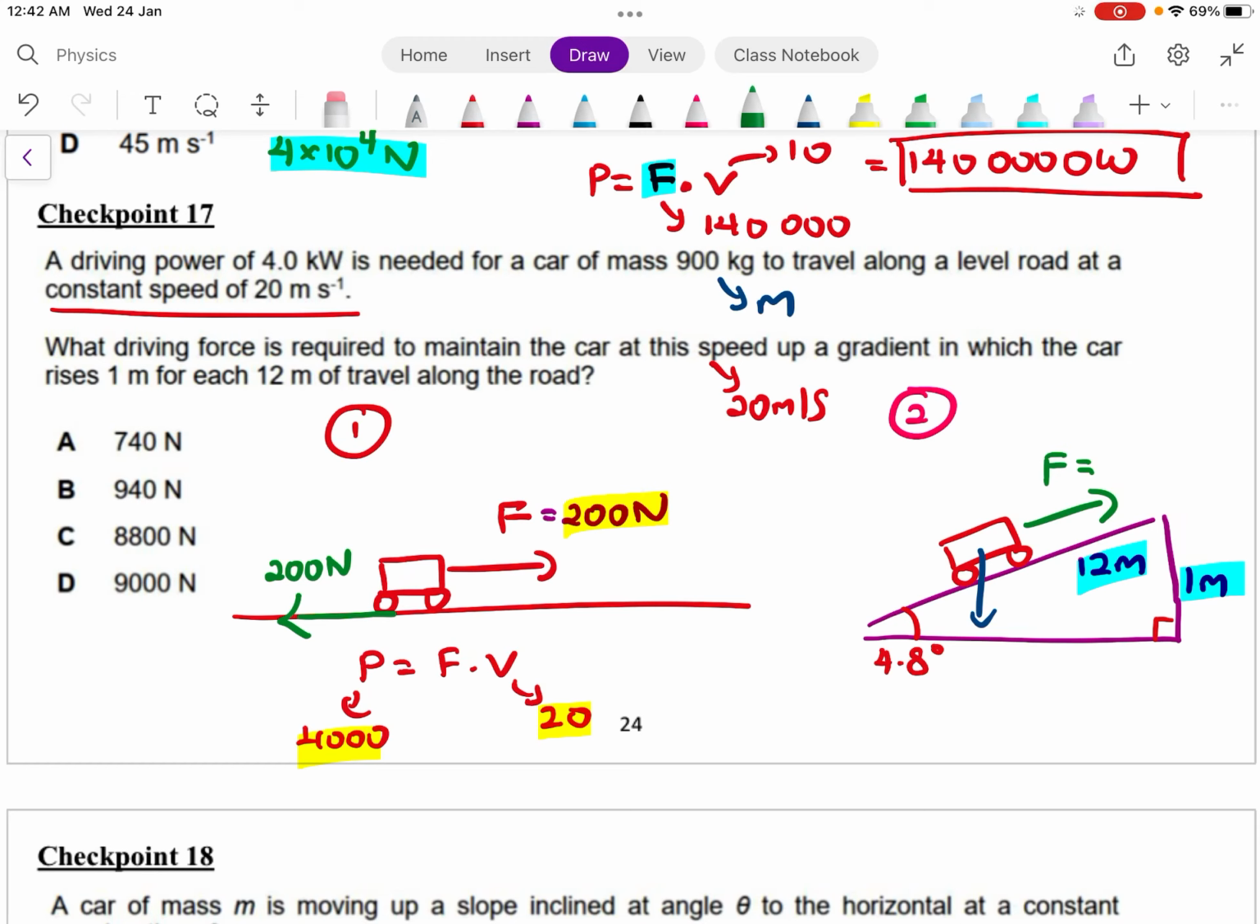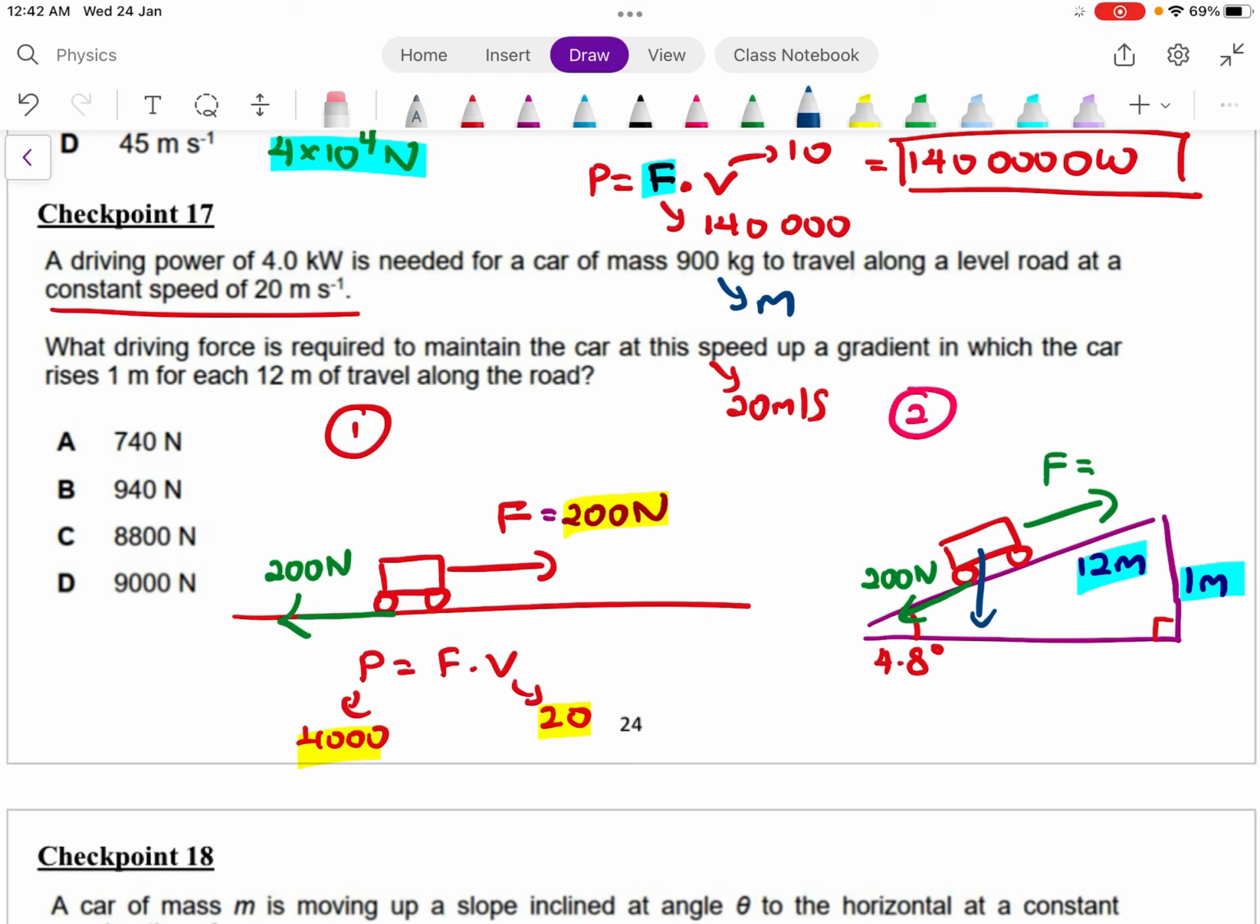Okay, so imagine that on the same route, meaning the frictional force is still 200 Newton, the road is being raised up to become a slope like that. So what is our new driving force? My new driving force must be greater, because not just do I need to counteract the frictional force, I must also counteract the parallel component of my weight. So my frictional force will be 200 Newton in this direction. What about one more opposing force? The one more opposing force will be due to the weight component.